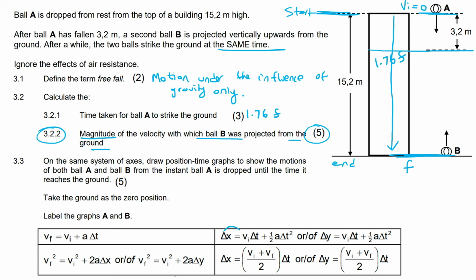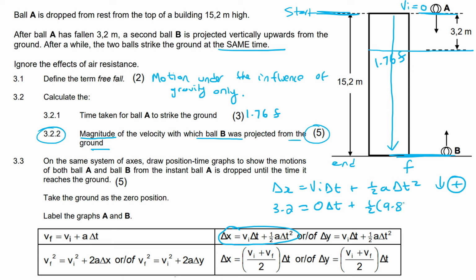Okay, let's carry on. So let's do this over here. Delta x is equal to v initial delta t plus a half a delta t squared. Now, let's keep down as positive. So we know that the displacement is 3.2. The initial velocity is 0. Acceleration will be a positive 9.8 because we chose down as positive. And then we can do that. Once again, this part here falls away, making our life much easier.